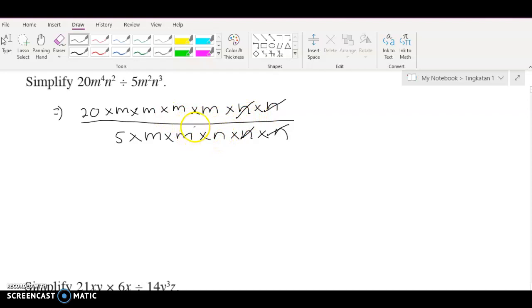So now we look at m. M, no 1, so 1 over here, you can cancel it. Do you have any m over here? You don't have it. And then you look here, you have 5 here will be 1, 20 here will be 4. So the answer will be 4 times m times m. So you should get 4 m, and here you have 2, so m to the power of 2. This is how you solve it.